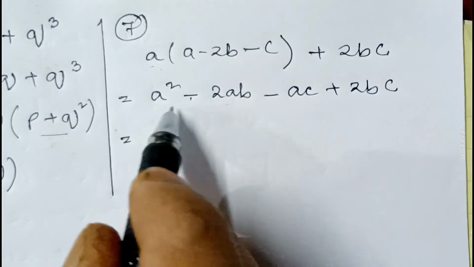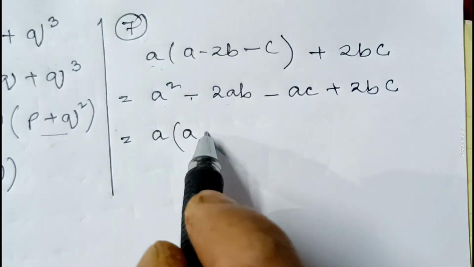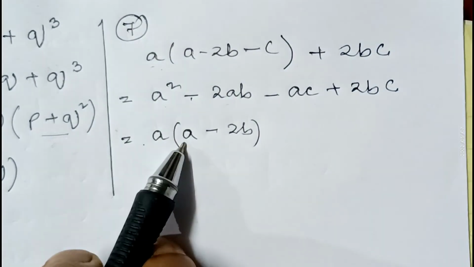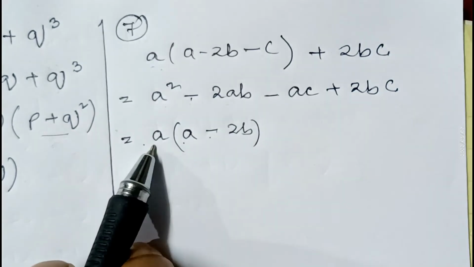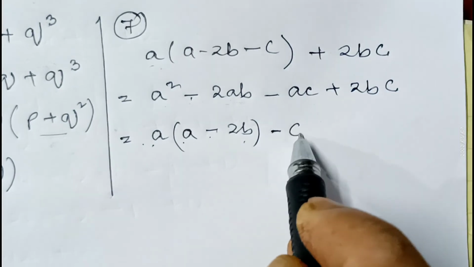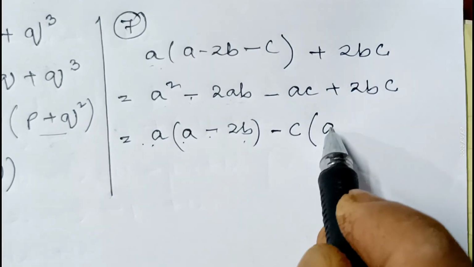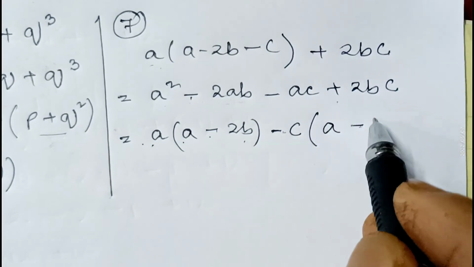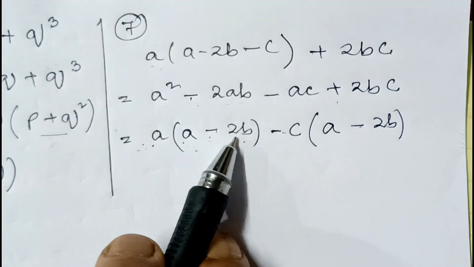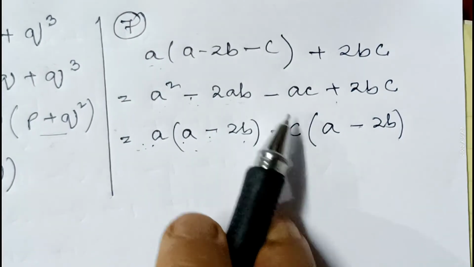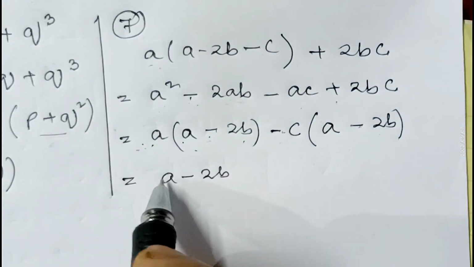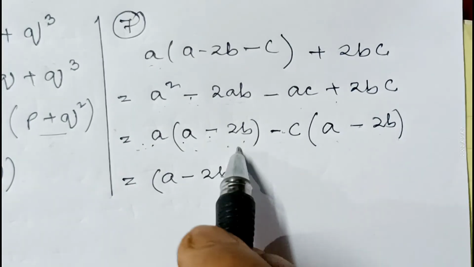So if I take a common from the first two, it will be a minus twice b. From a square, 1a is outside, so another a is left, minus. From here, a is taken common, so we are left with twice b. From these two, I can take minus c common. If I take minus c, then a minus minus plus twice b. Now you check: a into a square plus minus minus twice ab plus minus minus ac minus minus plus twice bc. Now a minus twice b can be taken common as it is common in both the sections.